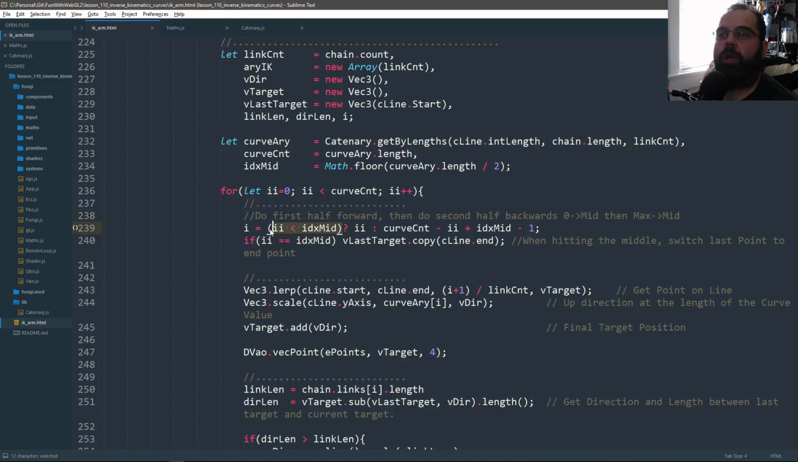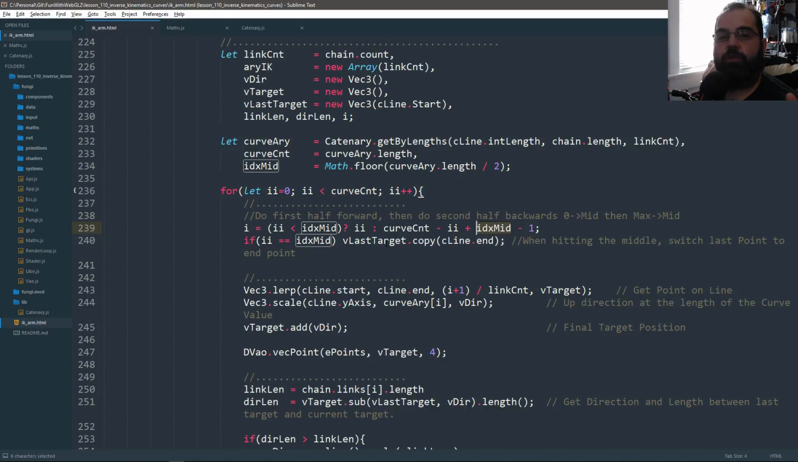Here I'm calculating where I should be. So, like I said, I want to do half and half. If it's less than the midpoint, I'm going to go from 0 to half. Let's say there's 6, and the midpoint is 3. So here it is between 0 and 2. Once I'm at that midpoint, I'm going to flip it around. I'm going to go from 6 to 3. So it took me a while to figure out a pretty simple algorithm to, with one loop, go from two ends.